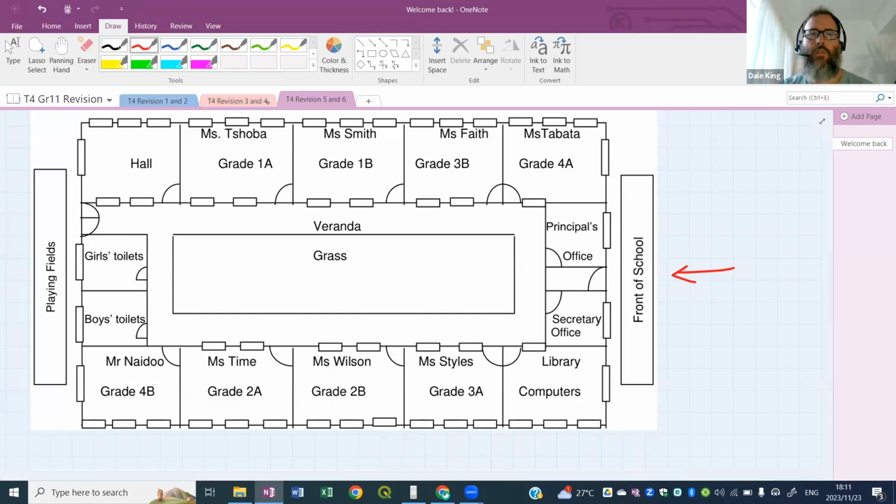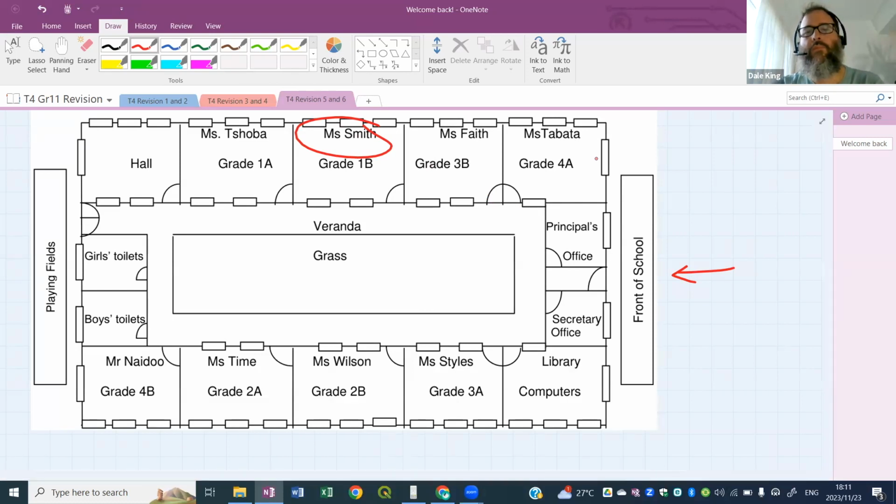Well, help us out one last time here tonight. We need to give this young grade one learner directions to get to her class. Lisa has to go through the front of the school to get to Miss Smith. Miss Smith is over there, class 1B. How would you give her directions to get to Miss Smith's class?